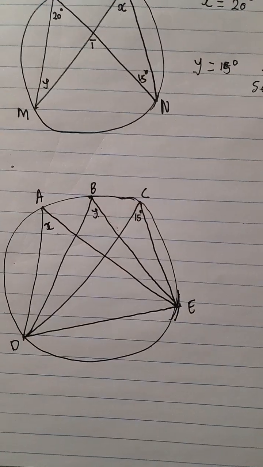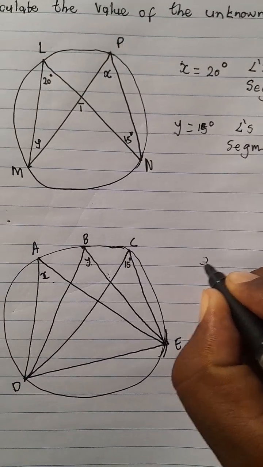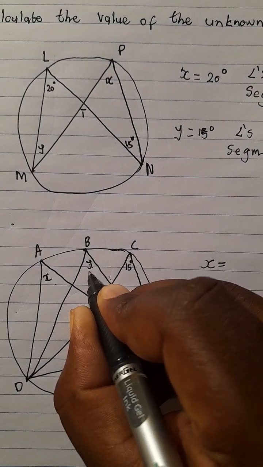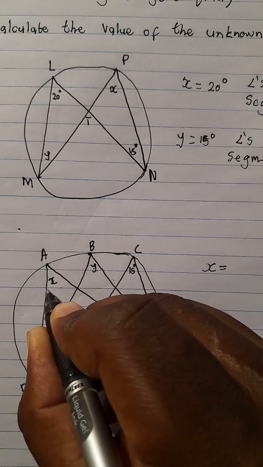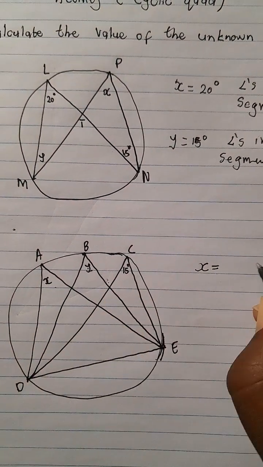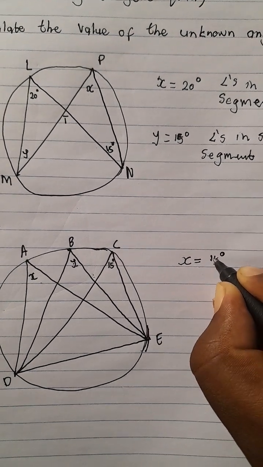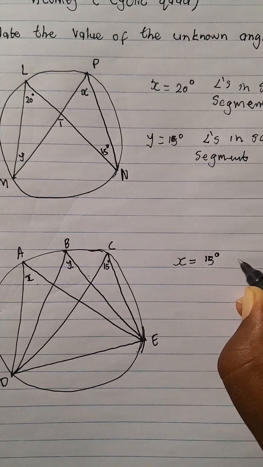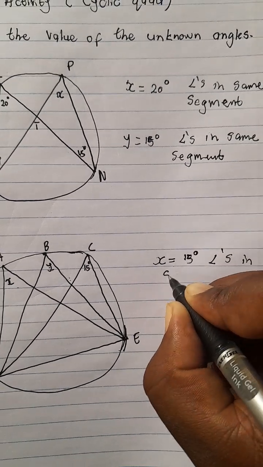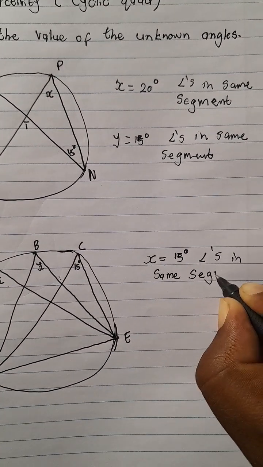So let's write the first statement, guys. That's why today I'm taking my time. Let's start with X. Because Y is equal to 15, X will be 15 as well. All of these are on the same segment. So X is equal to 15 degrees. The reason: angles in the same segment.